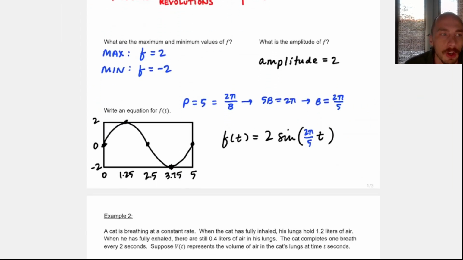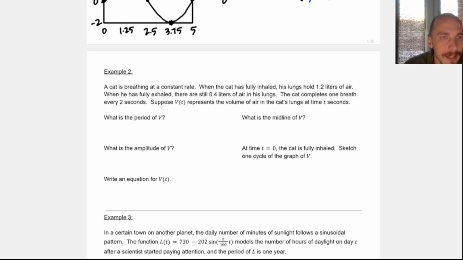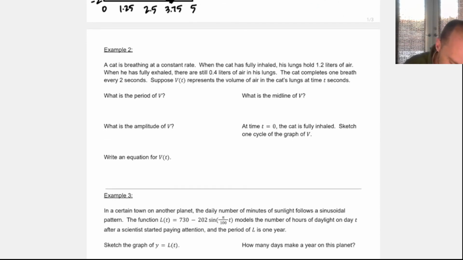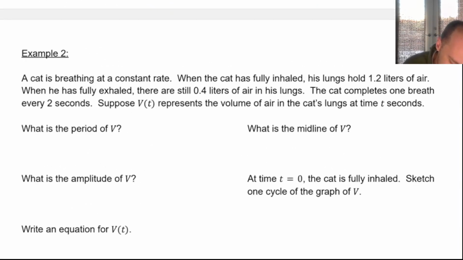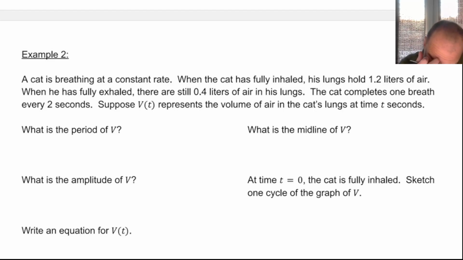All right, so let's do another context. A cat is breathing at a constant rate. When the cat has fully inhaled, his lungs hold 1.2 liters of air. When the cat has fully exhaled, there are still 0.4 liters of air in his lungs. Completes one breath every 2 seconds. Okay, so again, seconds per revolution. That's going to give me the period, so the period is going to be 2 seconds.